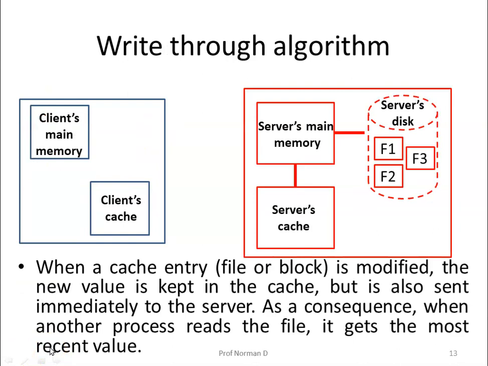Now when a cache entry, which may be a file or a block, is modified, the new value is kept in the cache but is also sent immediately to the server. So as a consequence, when another process reads the same file, it gets the recent value that was being updated.